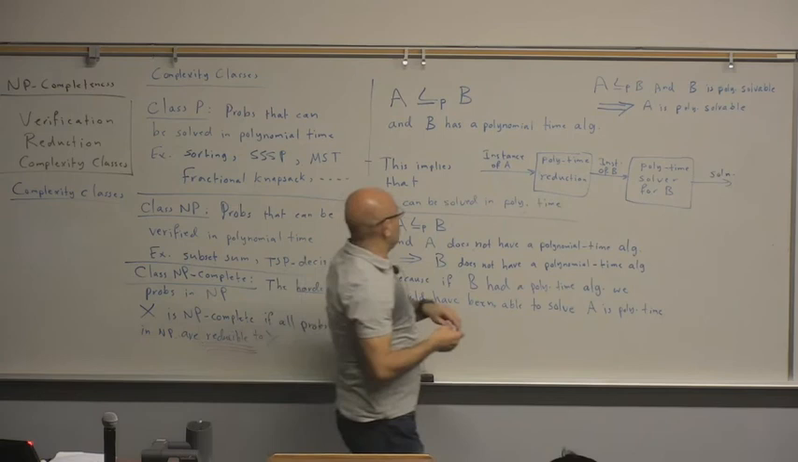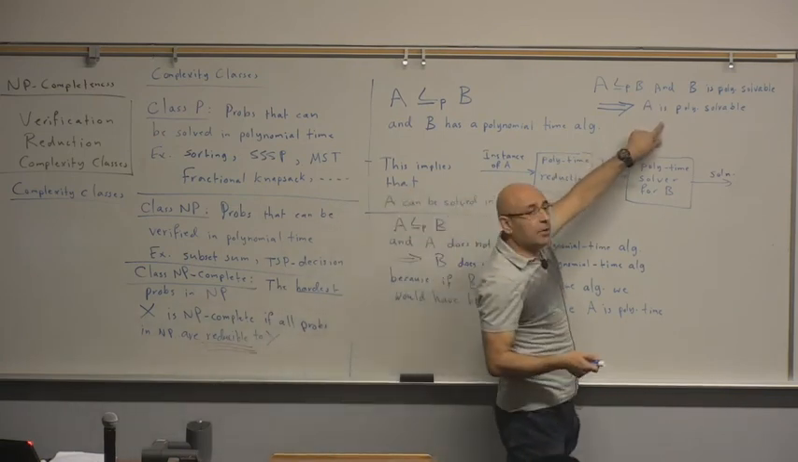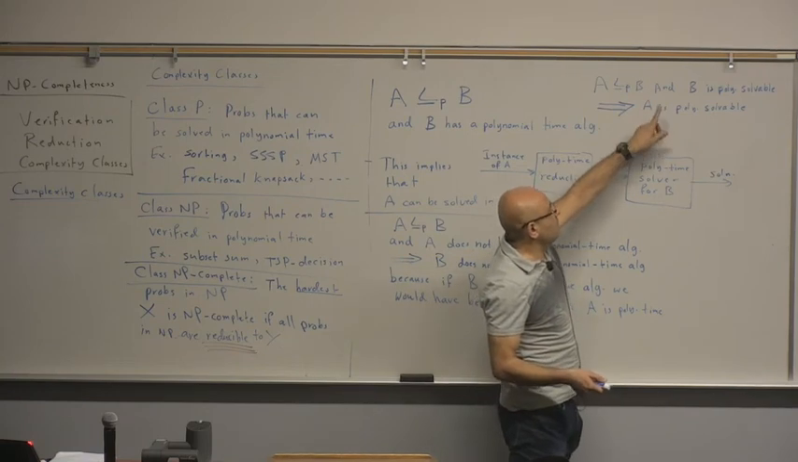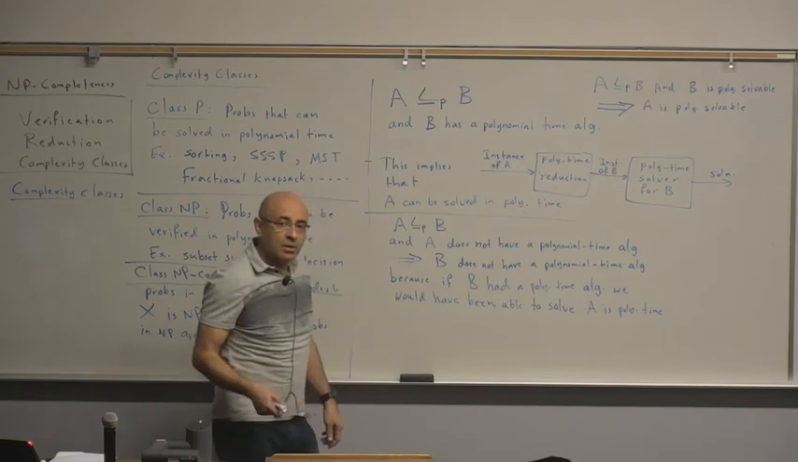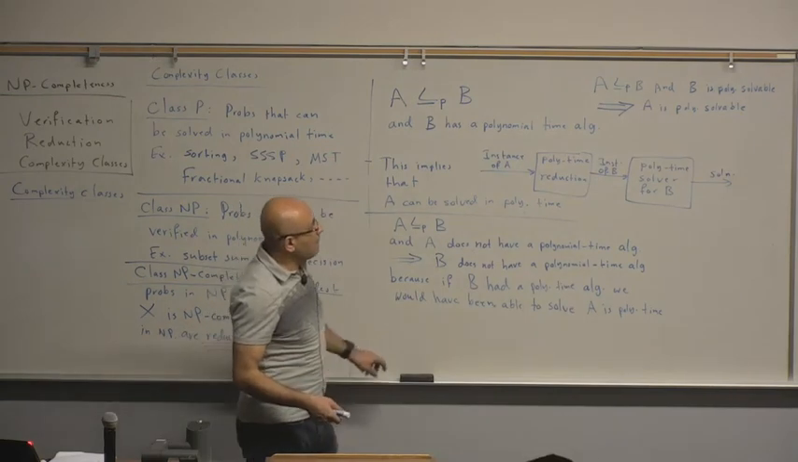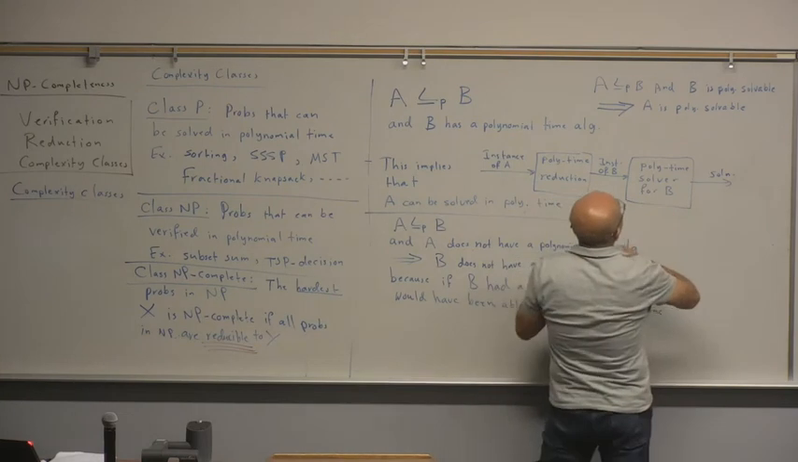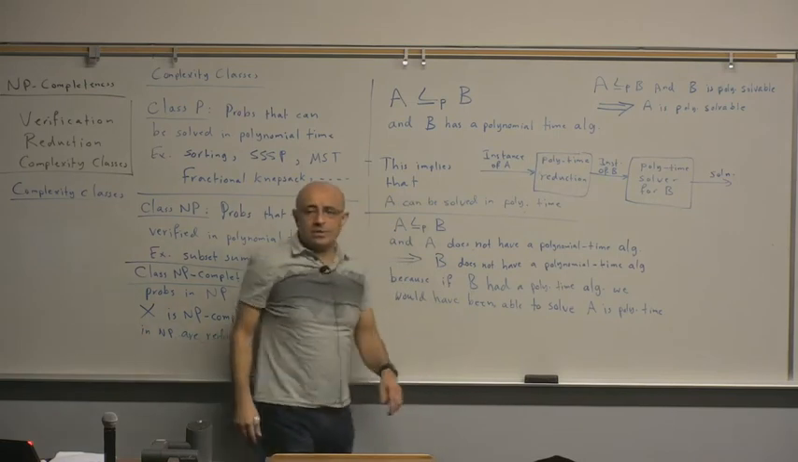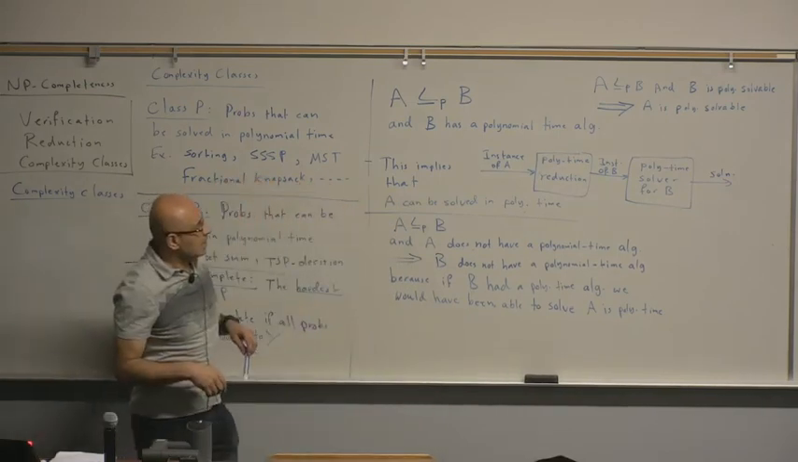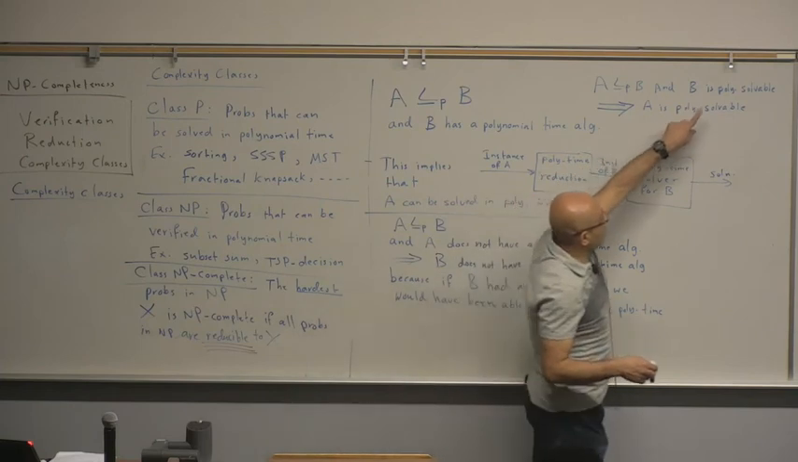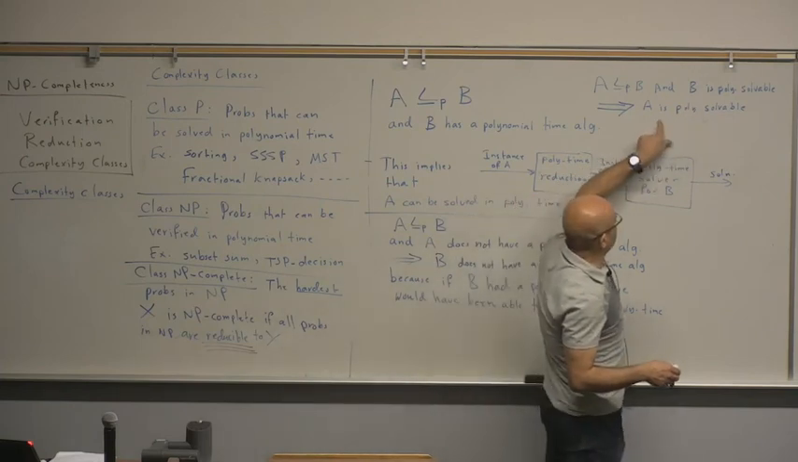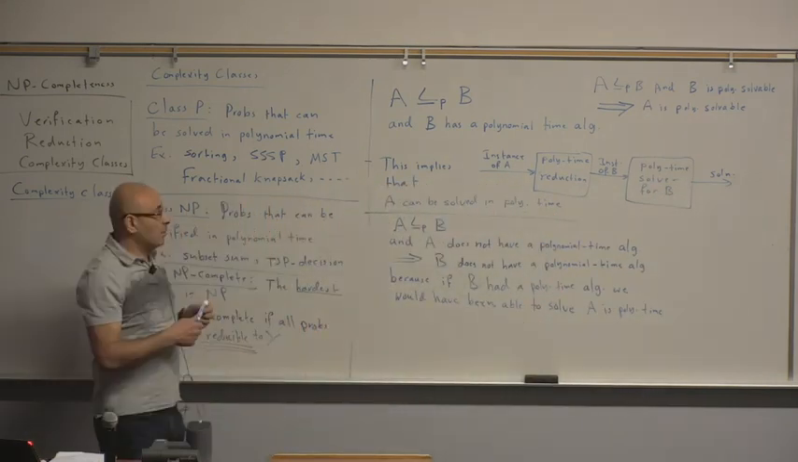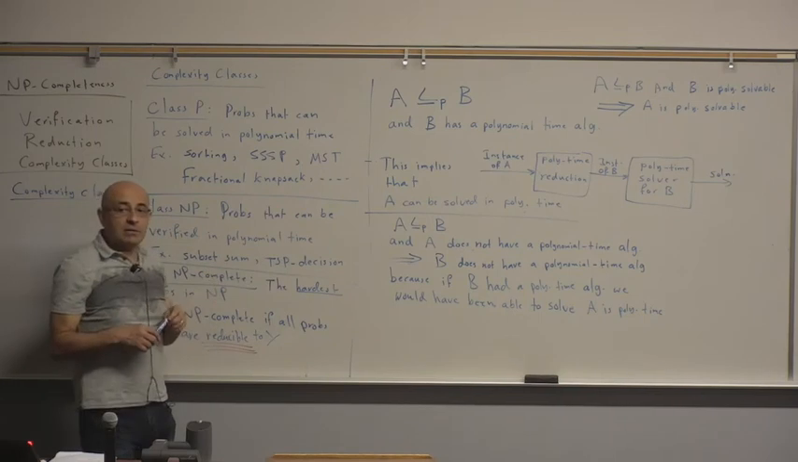Now, if you negate this, if A is not polynomially solvable, logically this implies that B is not polynomially solvable. Okay? So if A is not polynomially solvable, then B is not polynomially solvable. So this is the contrapositive of this. The polynomial solvability of B implies the polynomial solvability of A. The contrapositive is if A is not polynomially solvable, then B is not polynomially solvable. So does anyone have any doubts about this?